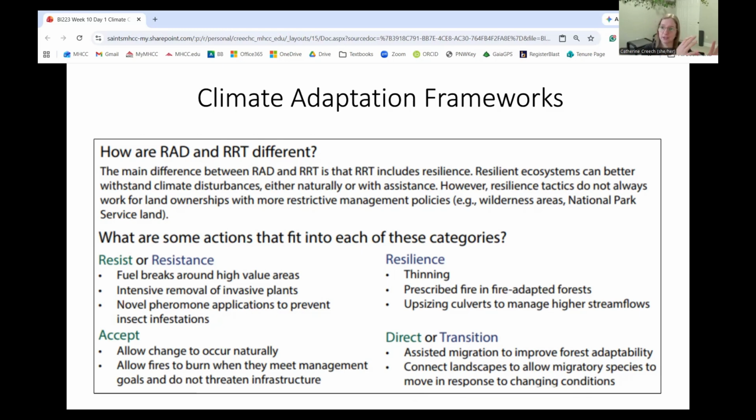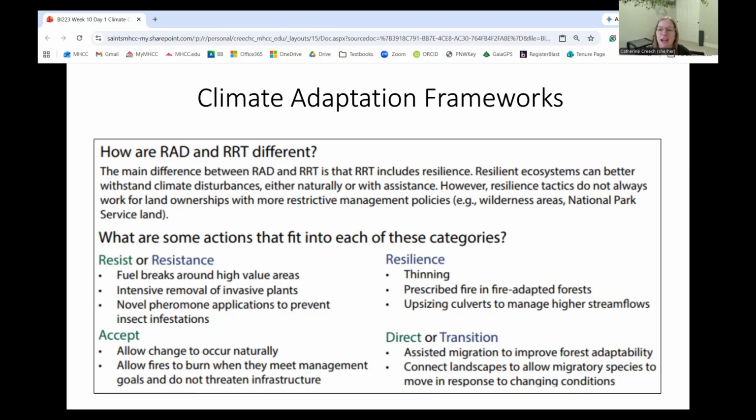So that's like setting yourself up to withstand disturbance, except allowing what's happened to happen. You know, allow a change to occur naturally. When a fire burns, allow it to burn until it comes up to your property level. So stop it until it gets to threatening infrastructure, but letting nature take its course.